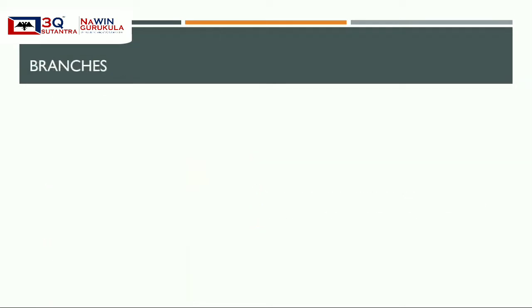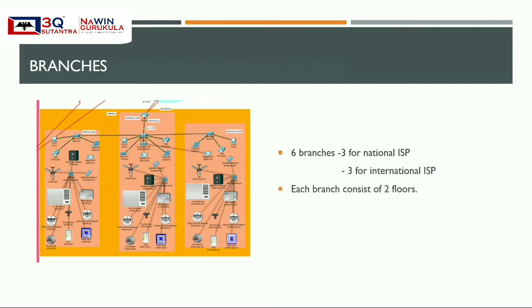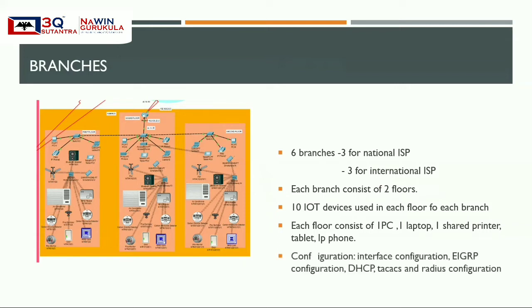Next, coming to the branches, this is their overview. We are using 6 branches, 3 for national and 3 for international. Each branch contains 3 floors: ground floor, first floor and second floor. 10 IoT devices are used in each branch, along with a laptop, PC, telephone and printer. The configuration done here is HSRP configuration, DHCP configuration, interface configuration, TACACS for the national ISP, and RADIUS for the international ISP. Thank you.